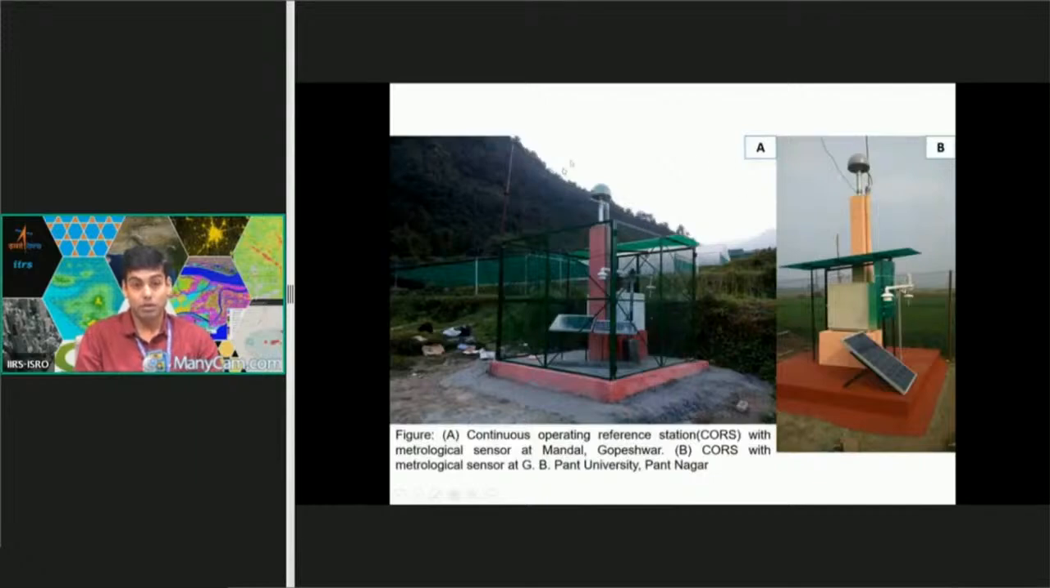This is a very good example of a permanent station. This is set up by IIRS. And like that, we have 15 stations. So you can see this monument, antenna, and housing. Housing is used to keep the receivers, and then this is the solar panel to provide the power to the receiver and antenna. And this is the MET sensor because we have to model the troposphere. So we need to have three components: temperature, pressure, and humidity. So this can be measured by the MET sensor.